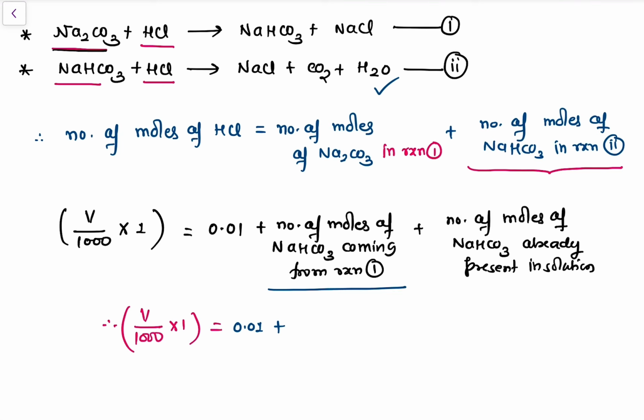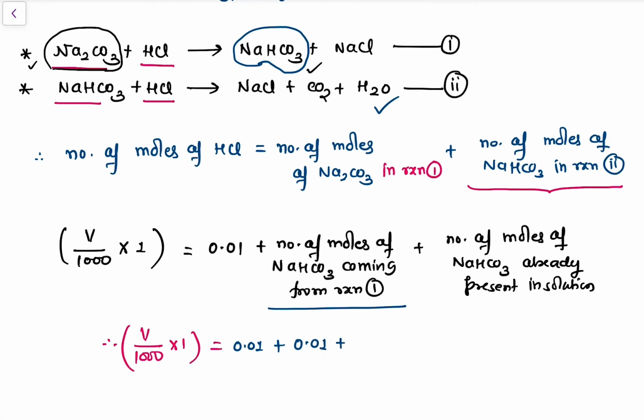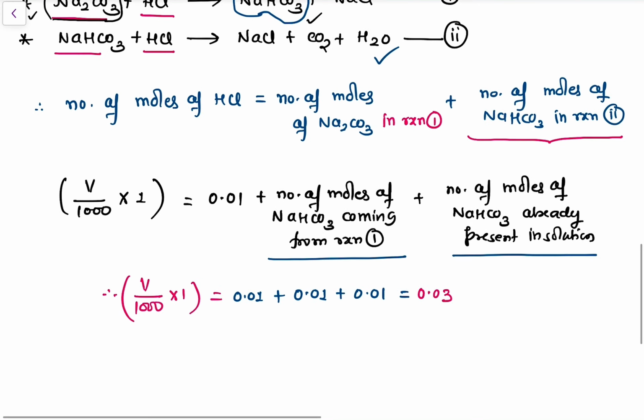Now the number of moles of sodium bicarbonate which is coming from reaction 1. See here, in reaction 1, whatever sodium bicarbonate is coming, it is coming from sodium carbonate. So the number of moles of sodium bicarbonate coming from reaction 1 will be equal to the number of moles of sodium carbonate itself. So that is also 0.01, and the number of moles of sodium bicarbonate which is already present in the solution, which is given in the question, is 0.01 as well. So this will become 0.03, and from there we can calculate the volume. The volume will become 1000 multiplied by 3 by 100, that will give 30 ml.